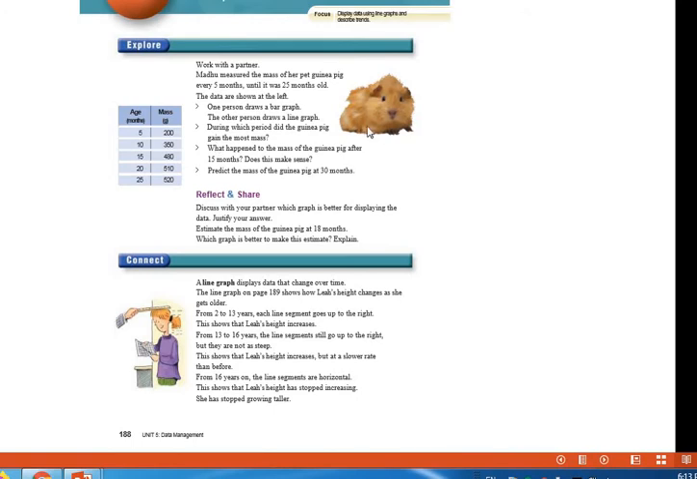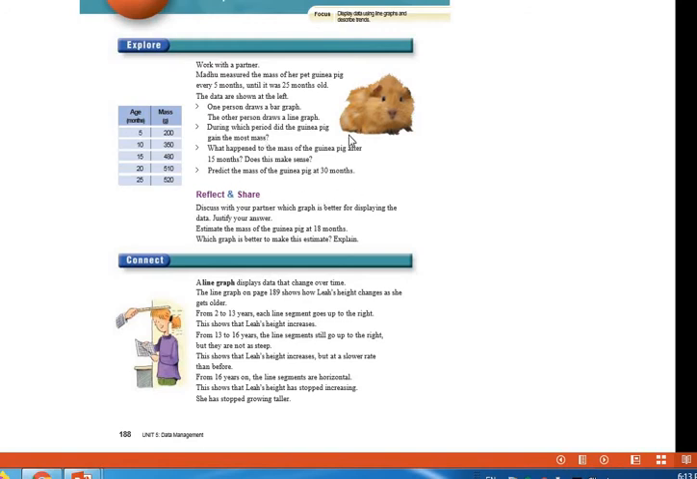So, not a rat here or not a mouse here, so it's a pig. What happened to the mass of the Guinea pig after 15 months? Does this make sense? Predict the mass of the Guinea pig at 30 months. What should we do now?